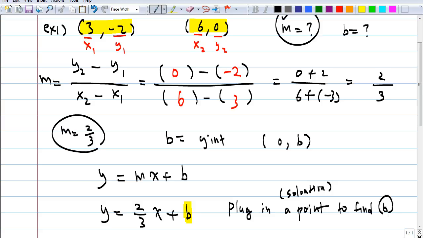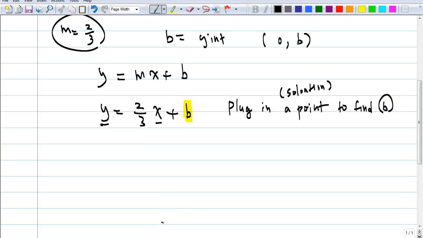So which one is easier to plug in if you have a choice, (3, -2) or (6, 0)? Which one would you like to plug in? You see where my x and y is? We're going to plug into there, and once you plug in, you can figure out what b is. Robert, which one would you like? Do you like (6, 0) better, guys? Does it matter which one you plug in? Well, as a matter of fact, we're going to do both ways, to see if we get the same b. Let's plug in (6, 0) first, because it's the easier one.